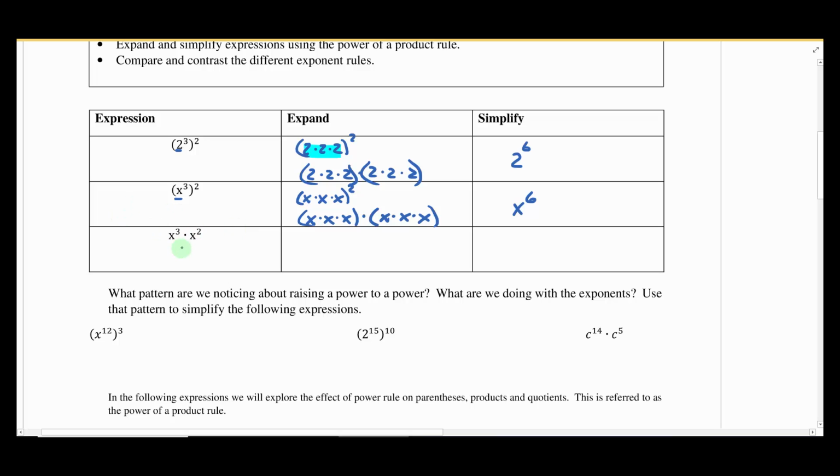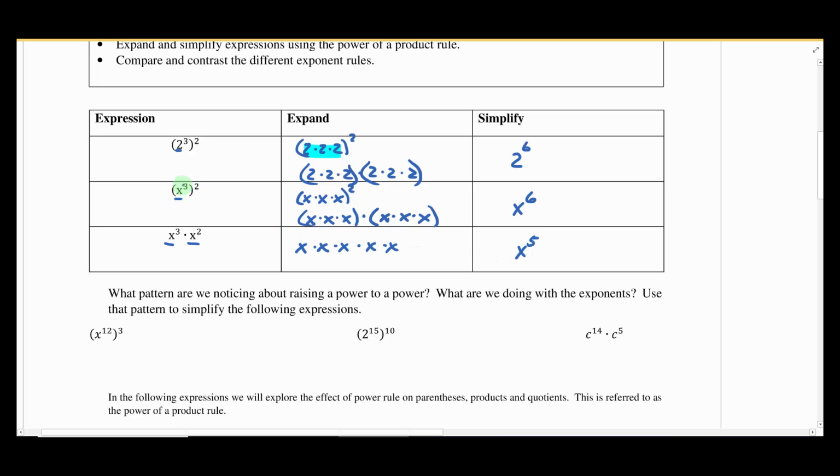All right. Now taking a look at this last one, when we have expressions like this, a lot of times students will get confused with a power to a power rule versus what we like to call the product rule here. And notice these are two things being multiplied that have the same base. So if I were to expand this, we would get x times x times x, and then the second part here would simply be x times x. Now, if I count up the x's here, we get 1, 2, 3, 4, 5. So this would simplify to x to the 5th.